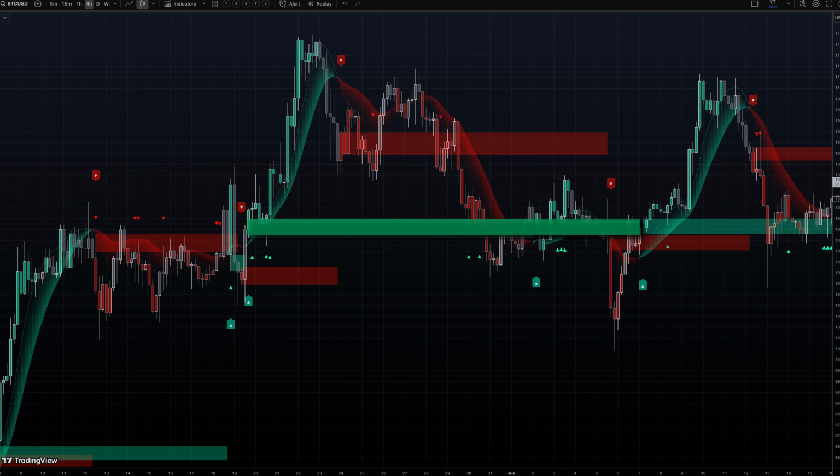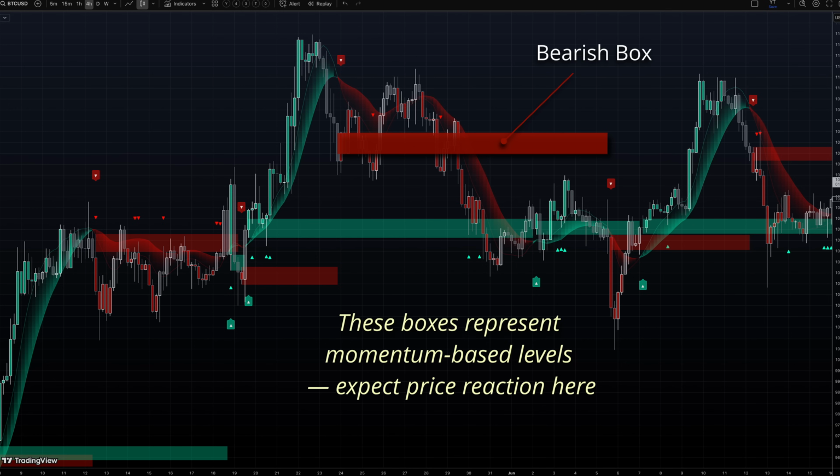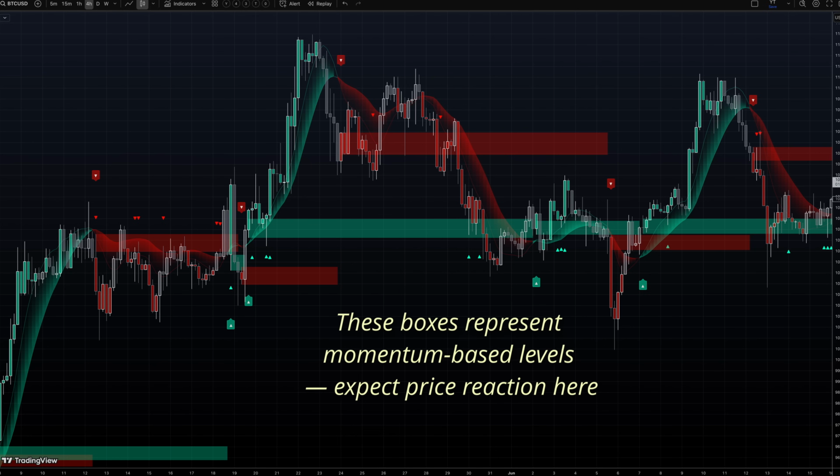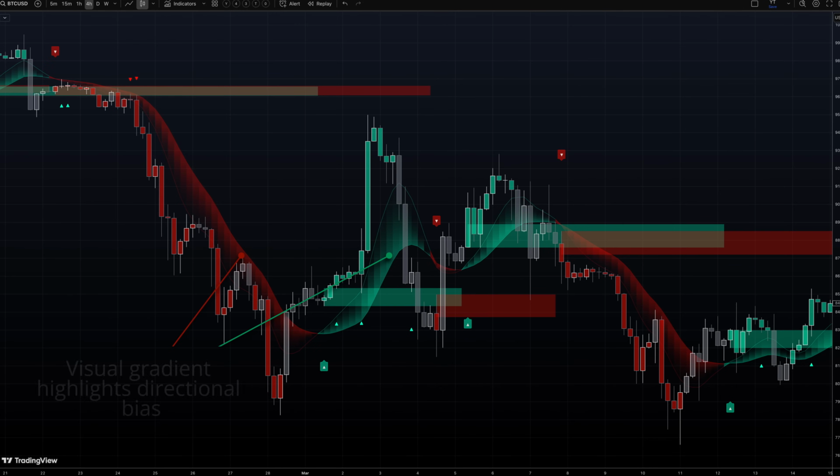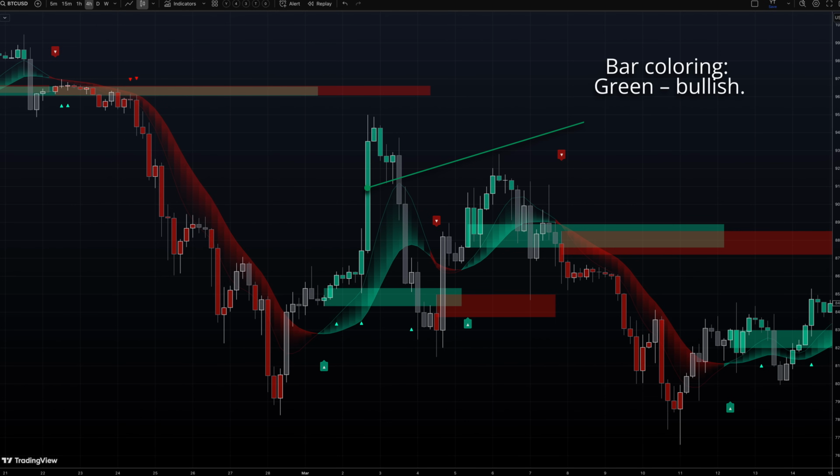When the faster HEMA crosses above the slower one, it creates bullish boxes below price action, while bearish cross-unders generate resistance boxes above price. These boxes represent key levels where price reactions are expected based on the trend momentum shift. The visualization features gradient fills between the 2 HEMA lines, with color intensity changing based on trend direction. Bar coloring provides additional context. Bullish when price is above both HEMAs, with the fast line leading, bearish in the opposite scenario, and gray during conflicting conditions.